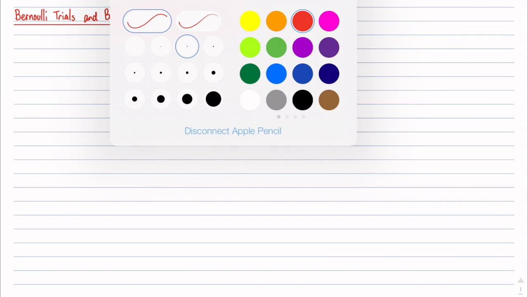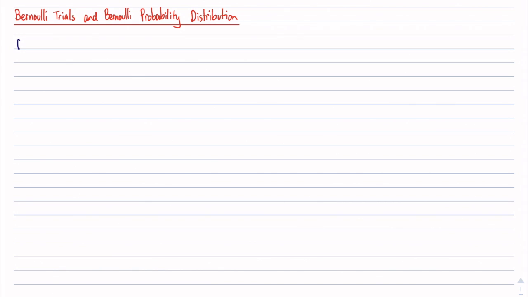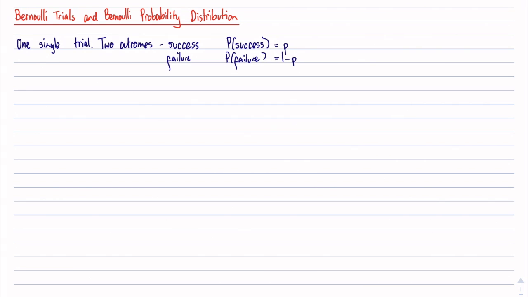Now, 17a got us to do a whole bunch of questions to do with these, but now we're looking at it more formally. So with the Bernoulli trial, we have one single trial. Two outcomes. These can be success or failure. And the probability of success, we're going to call P. And the probability of failure, well, if it's either success or failure, it must be 1 minus P, and we also call that Q.